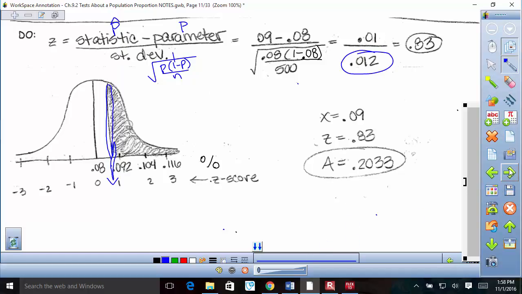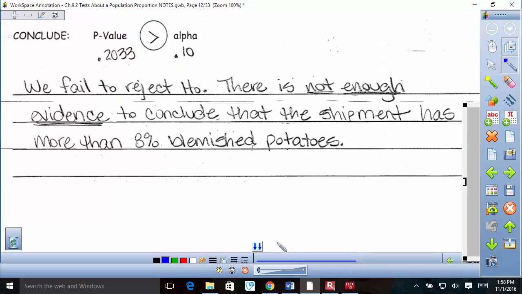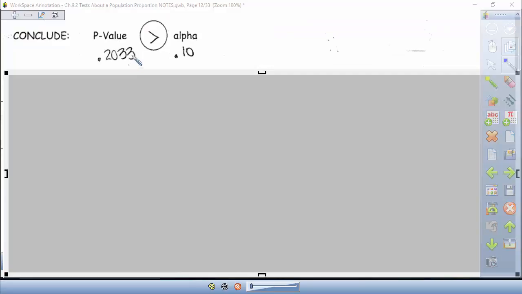Now, we're going to have to stop. But I do want to show you this one thing. We'll write the sentence later. So like on the homework, if it asks you to write the sentence, it's okay. Your p-value is 0.2033. My alpha was 0.10, wasn't it? Is my p-value low? Reject the H0? No. This one is going to be a fail to reject, because the p-value is not low. And then we'll stop right there. We'll do the sentence tomorrow.